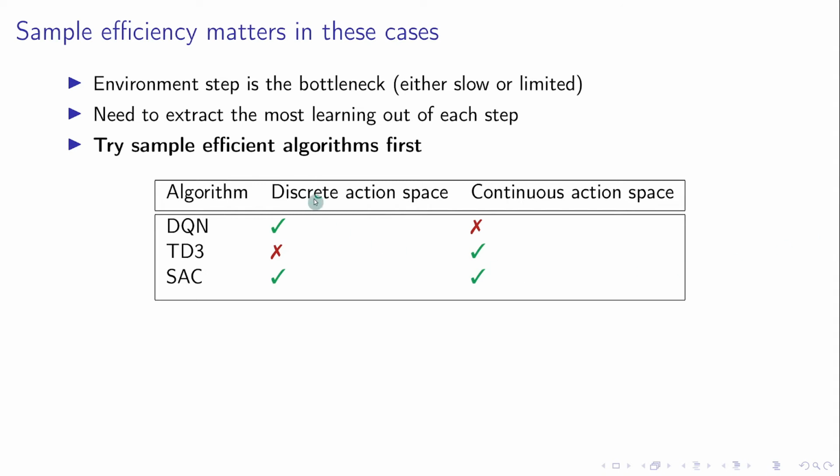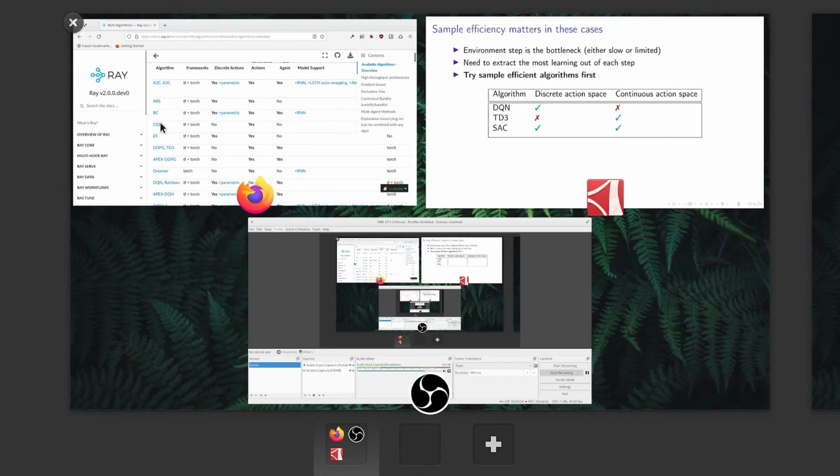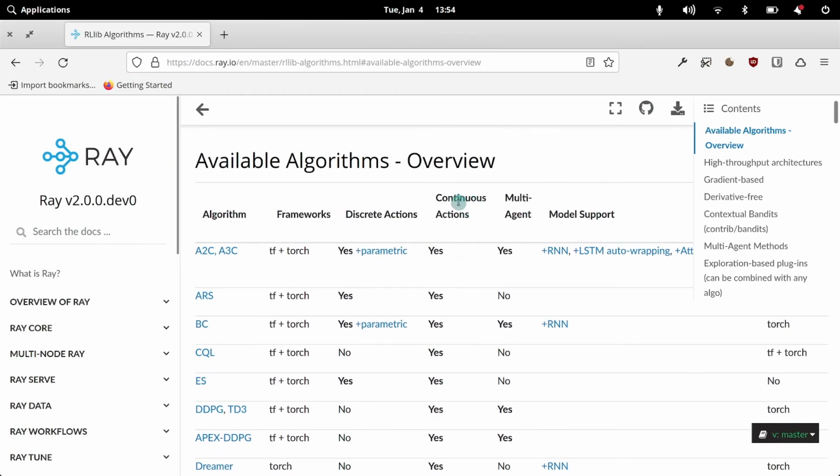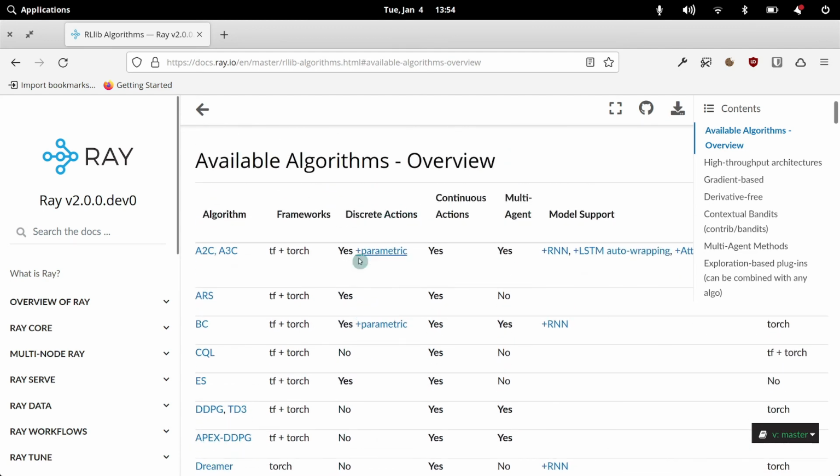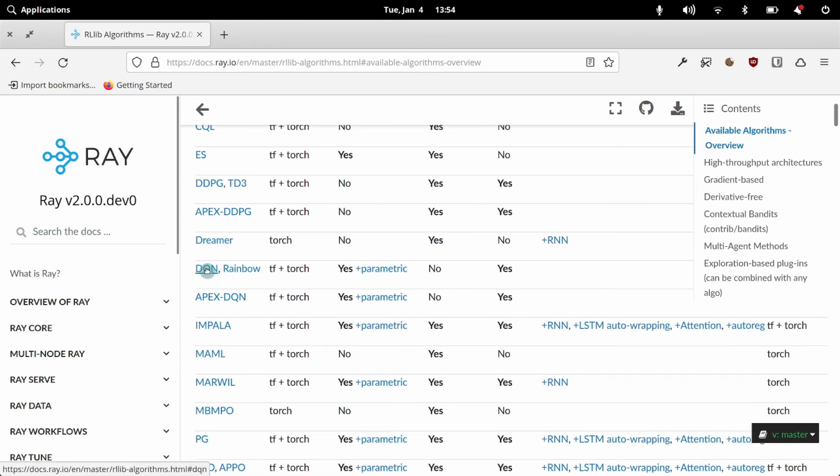Now, the ray-rllib algorithms page is the source for the action space requirements of an algorithm. So this page over here, and you see it says whether it supports discrete actions and continuous actions. So this is where I found out that DQN only works for discrete actions. So you go to the DQN row and see that it only works for discrete action and doesn't work for continuous ones.